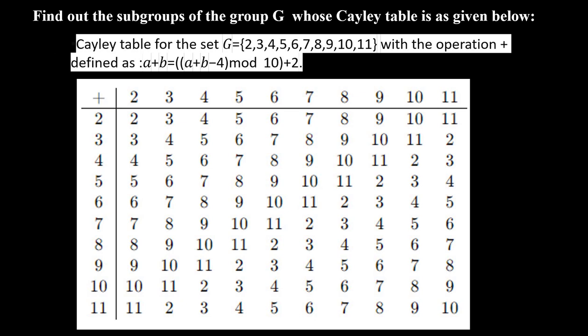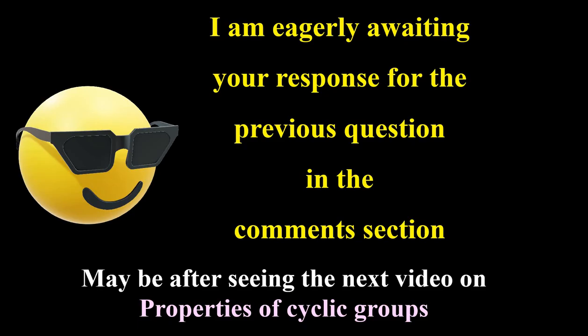Then again, actual computation should only be carried out to find whether you have other subgroups. So this definitely has, being a finite cyclic group, the converse of Lagrange's theorem true. All those concepts will be dealt with later after finishing our properties of cyclic groups. So have this in your mind, and you can work out the solution, and that can be given in the comment section, maybe after seeing the next video on properties of cyclic groups.